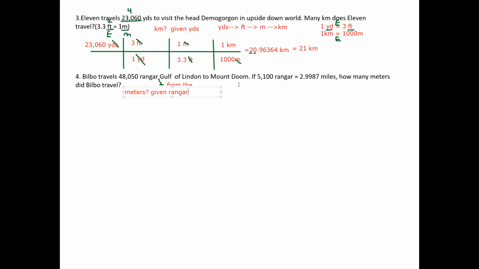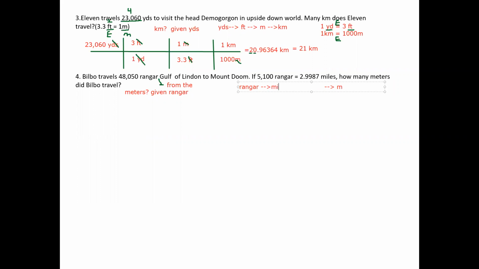And we're given Rangar. And that's actually a unit of distance in Middle Earth. So we're starting with meters, or excuse me, starting with Rangar, and somehow have to get to meters. And so Rangar is a Middle Earth unit. How do we get from a Middle Earth unit to a metric unit? And the only link between Middle Earth and, I want to say normal Earth, is that 5,100 Rangar equals 2.9987 miles.